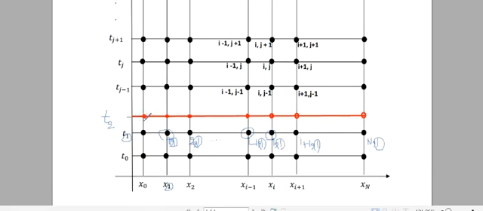2, 1. First, you should determine the index of x. What is the index of x for this point, the point I'm pointing to? Can you see my pointer?